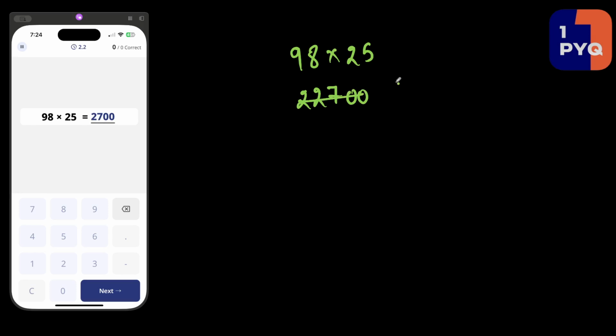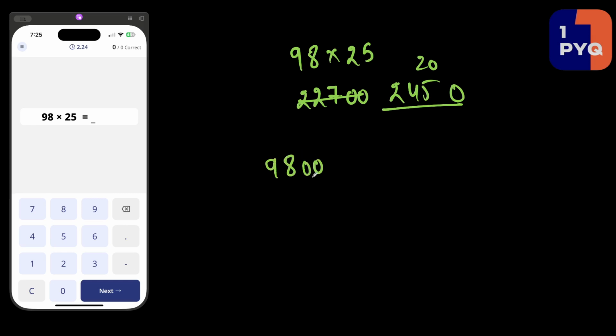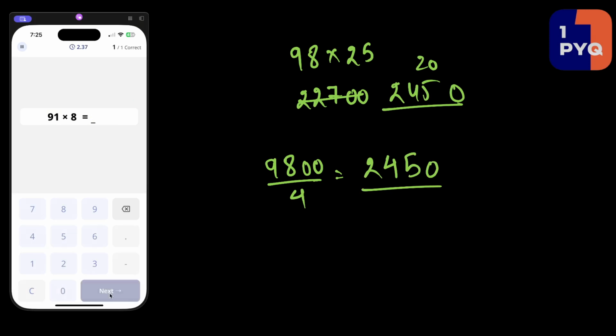25 eights are 200, so 20 is going to go there in the carry. 25 nines are 225. This is going to be 2450. Is there something that is being missed? Oh yes, when I divided it by 4, there was a mistake in that. So this is 4 2s are 8 and 4 4s are 16 and 4 5s are 20. So 2450. My final output of this is going to be 2450.